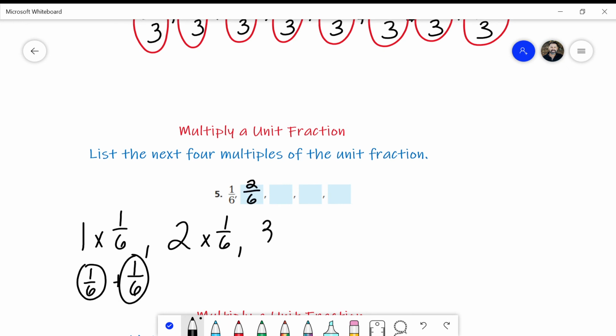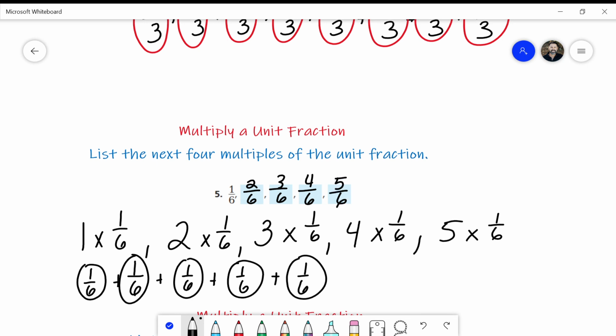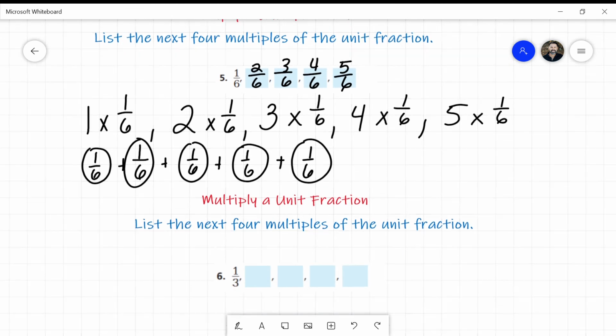And then if I do that again, 3 times 1/6, so 3 groups of 1/6. That's 3/6. And then if we continue that pattern, 4 times 1/6, so we're going to add another group of 1/6, so that's 4/6. And then do that one more time, 5 times 1/6, so that's 5 groups of 1/6, which is then 5/6. All right, hope that's starting to make sense here a little bit.